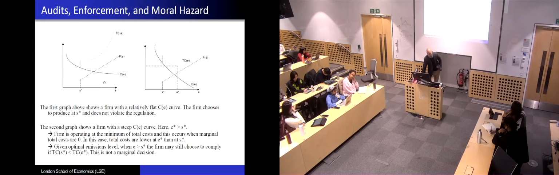Here are two figures that show how a firm might react differently given the different cost structures. The first graph shows a firm with a relatively flat cost curve. The firm chooses to produce at S star and doesn't violate the regulation, because they're just going to operate at the bottom of the total cost curve. In this second case, the bottom of the total cost curve is actually above S star, and they're going to be here. So for this firm, depending on the cost function, it makes a lot of sense to emit more than the desired level of emission.